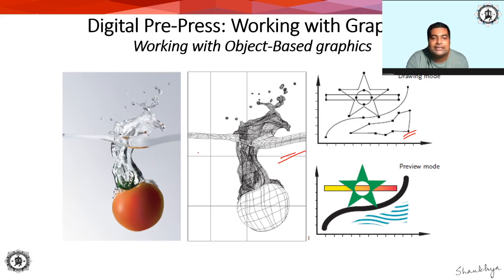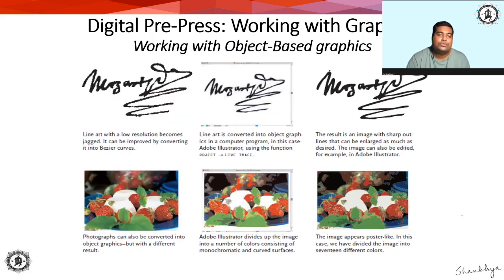You are able to edit that, or you are able to convert that into vector or object based graphics also. All right, so that is the basic difference between pixel based images and object based graphics. Another example I want to show you over here: this is a kind of signature. Now this is a line art. Signature means it is going to be a line art.